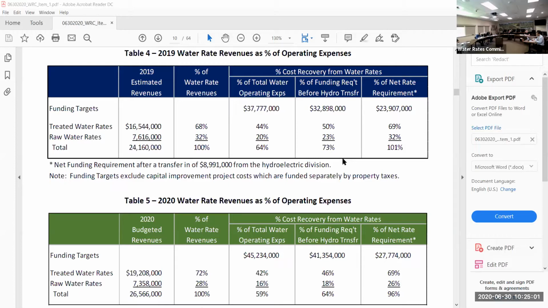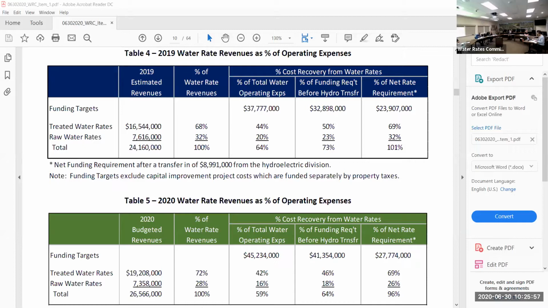And the 2020 one is, hold on, Marvin. On the percent funding required before hydro, that 32,898, where is that number from? The 32,898 is the operating budget less hydro's transfer in. Oh, so the column before that, percent total water operating expenses, is total water operating expenses including hydro transfer in. Water's operating expenses, the transfer in to water is not an expense. The total expenses to water is 37.7. Water's expenses are offset down to 32 by hydro's transfer in. If water didn't get the transfer in, water's operating expenses would be 37.7.